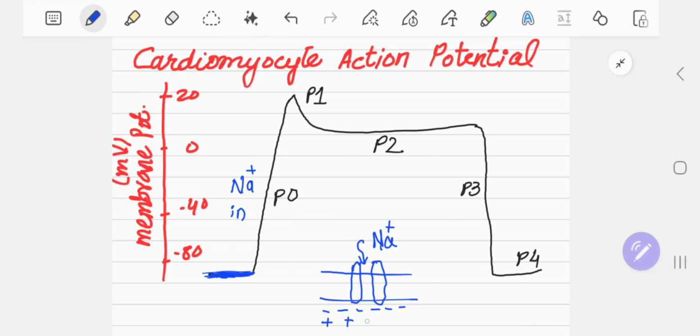it basically neutralizes the negative charge inside, and the membrane is no more polarized. So the polarization of the membrane is neutralized. That's why this portion, where we are going up here, we call the depolarization phase.